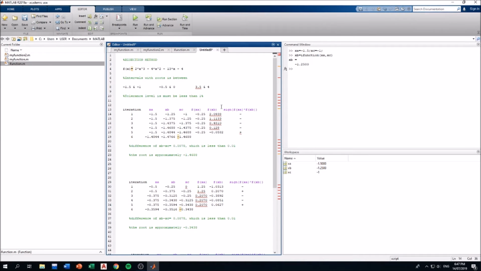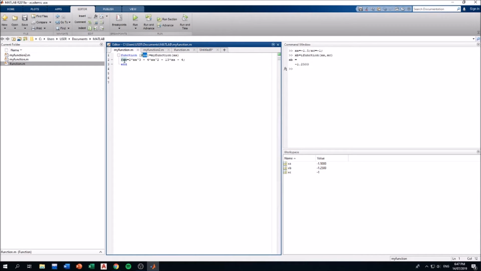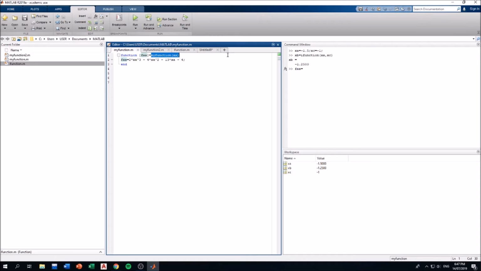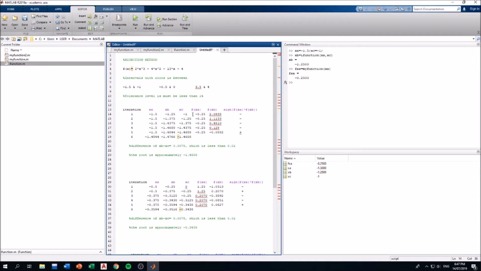And now we will find f of x sub a. We make use of the formula my function x sub a. My function x sub a will be inputted into the formula we made, and we will get negative 0.25.